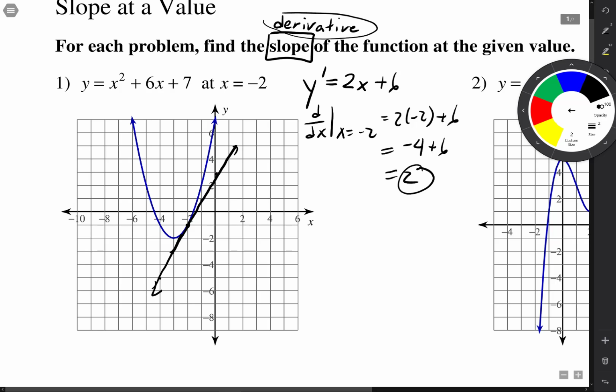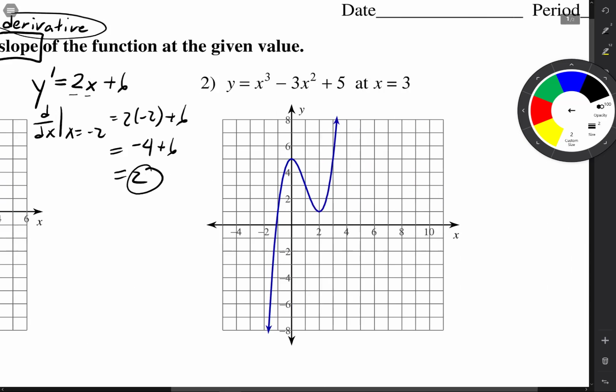Had they asked me at different points, had they asked me to plug in when x was, say, negative 3, the slope would have been 0 because the tangent line is 0 there, and you can see 2 times negative 3 plus 6 is indeed 0, and you could find it at different points, so the slope here would certainly be negative, and so on. All right, let's do it again.